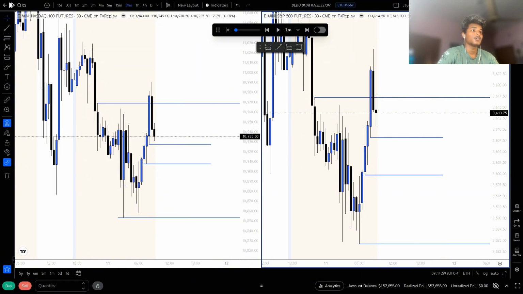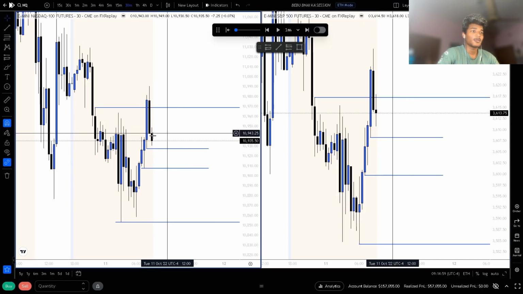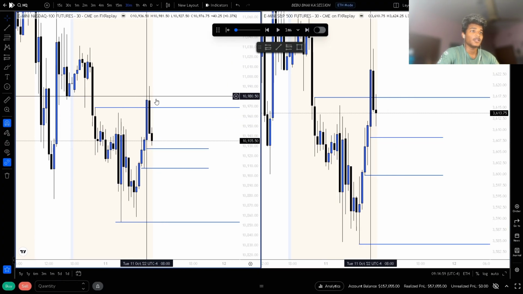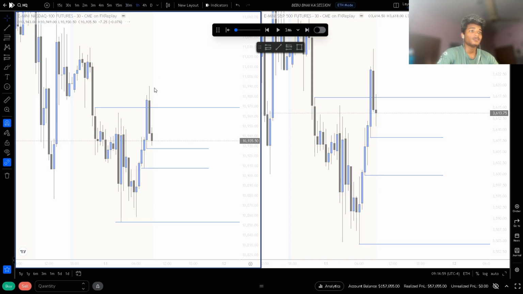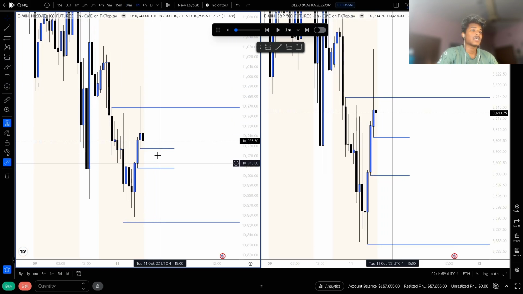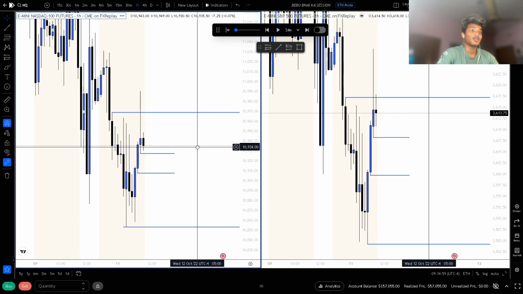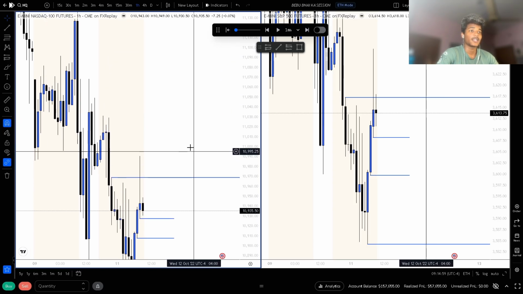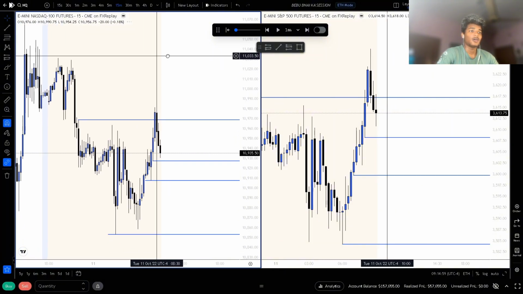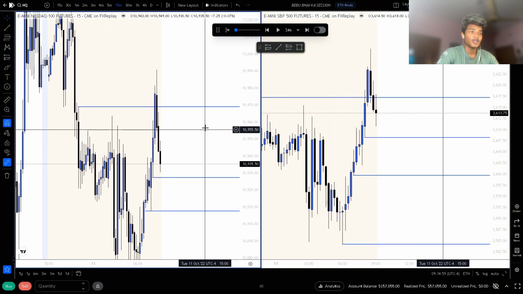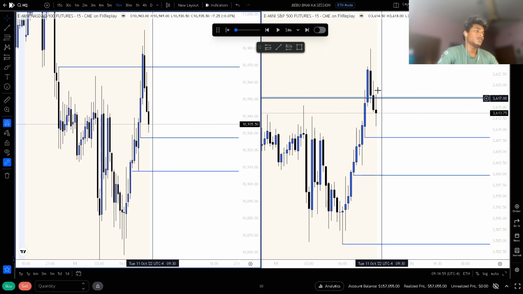So 30-minute we have no gaps, and we're rejecting off from this 30-minute gap here. So if we invert this gap, I am gonna take shorts, or I want a resweep to be actually taking shorts. 15-minute also feels a bit bearish. Overall I am bearish, but let's see what will happen.